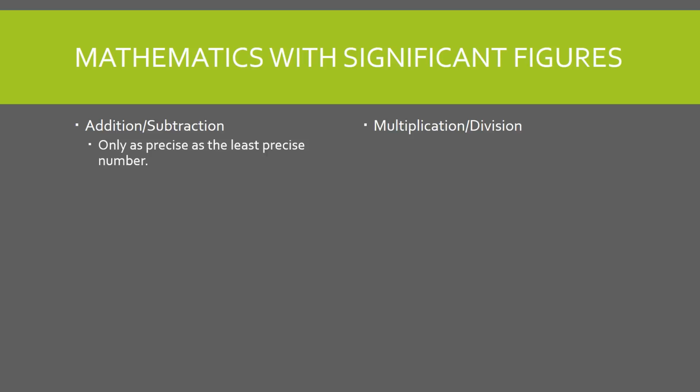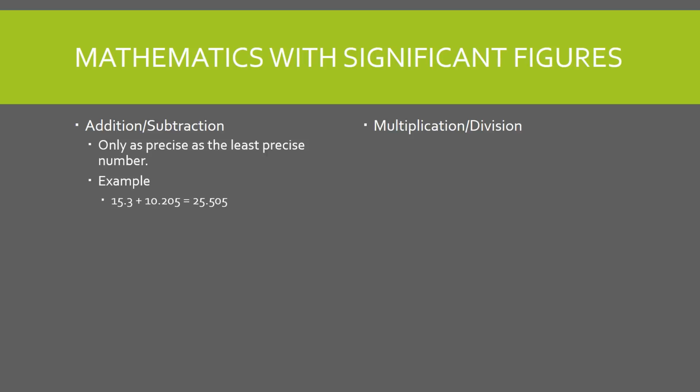Say you have a number like this, 15.3 plus 10.205. The most precise one is the 10.205, right? That's measuring to the thousandth place, 3 after the decimal. But you also have 15.3, and that's only measuring to the tenth place. So the tenth place is less accurate, or less precise, than the thousandth place.